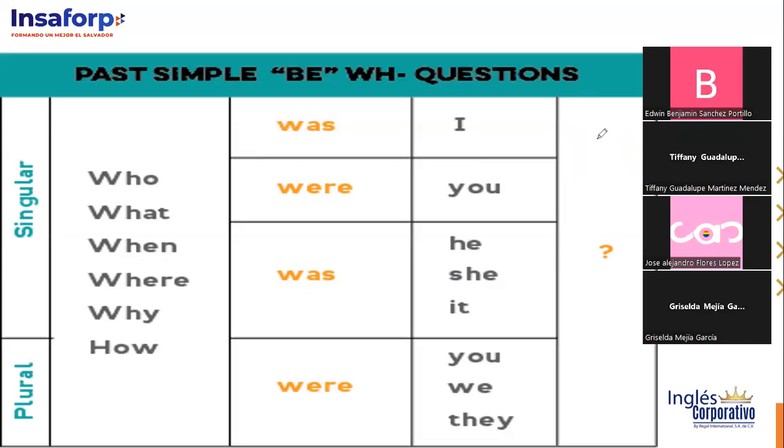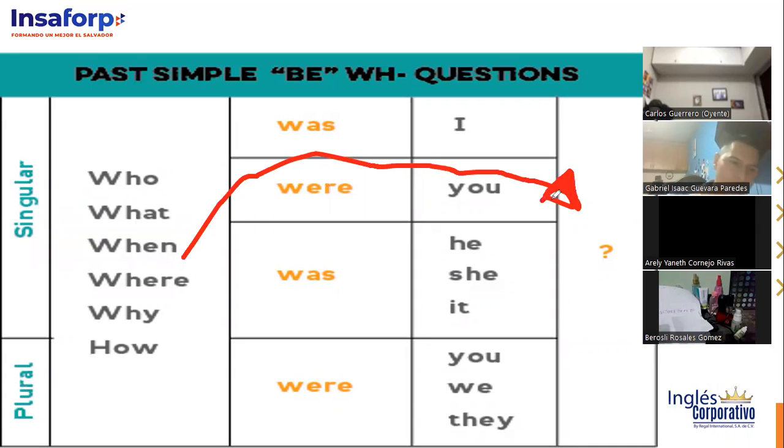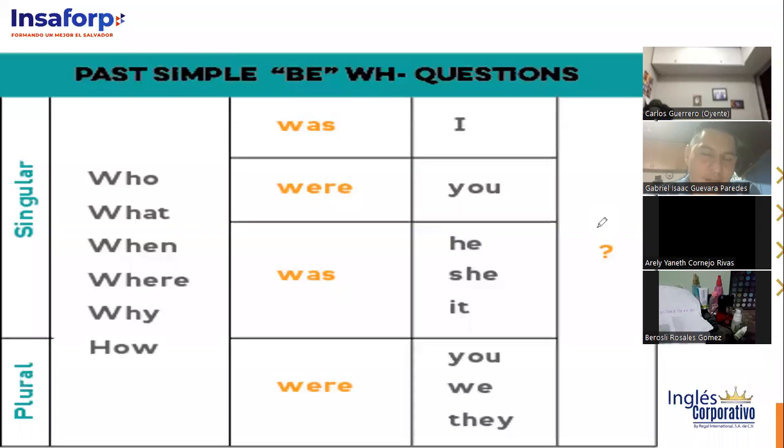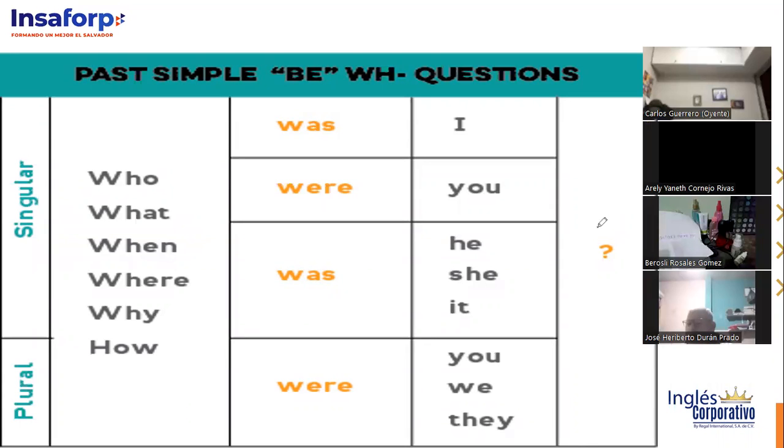Let's see. Jenny, Lisette. When were you at your sister's house? Gabriel, when were you at your brother's house? I was at my brother's house on Sunday. On Sunday, okay.